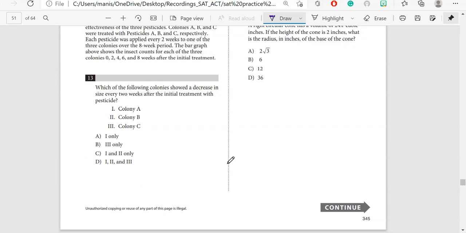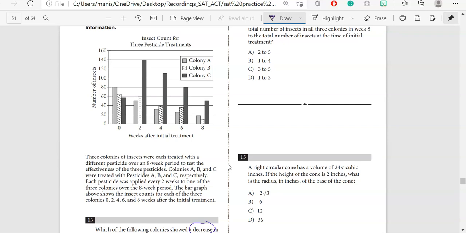Which of the following colonies shows a decrease in size every 2 weeks after the initial treatment with the pesticide? So when I look over here, this tells me weeks after initial treatment, number of insects. I can see colony A over here. This is my B, that's my C. I can see colony A going down. Then I see colony B also, from this number, I think around 70, it dropped down to 60. But in this case, colony C went up. Again, colony A and B drop down over here as compared to these two. After 2 weeks again they are dropping down.